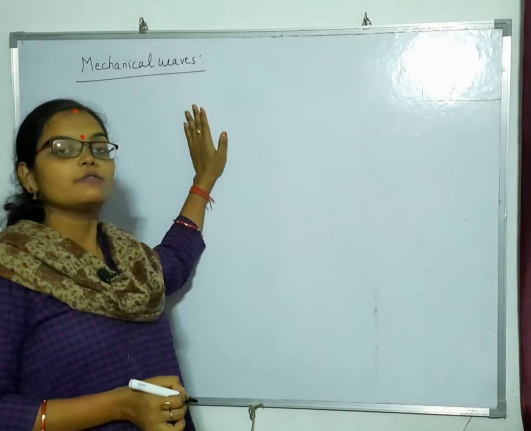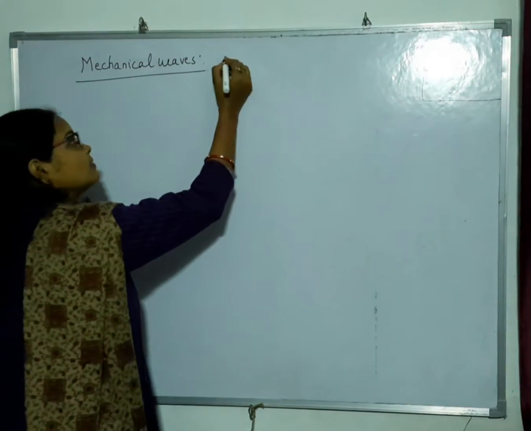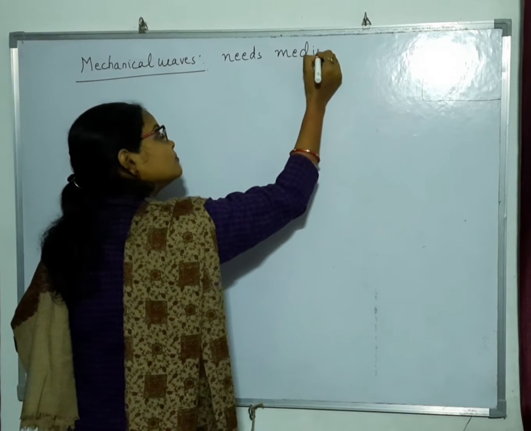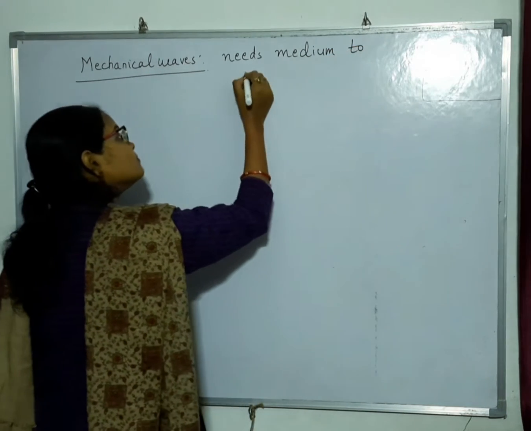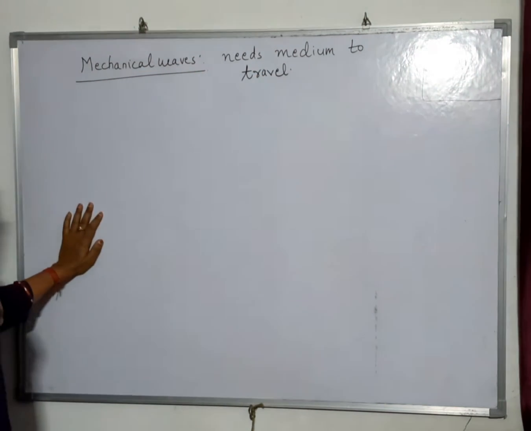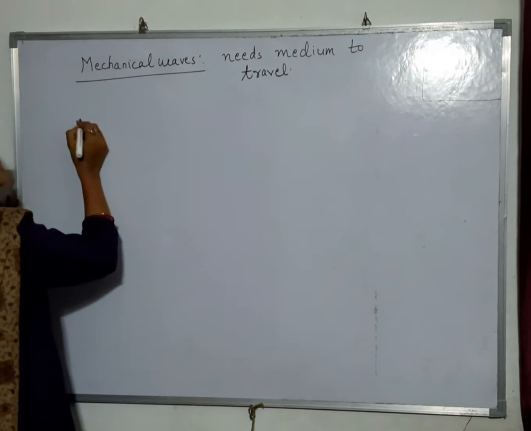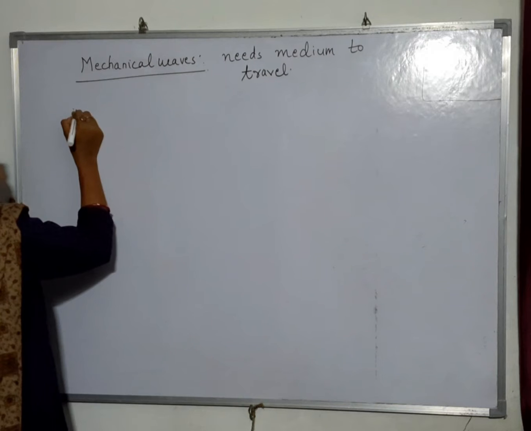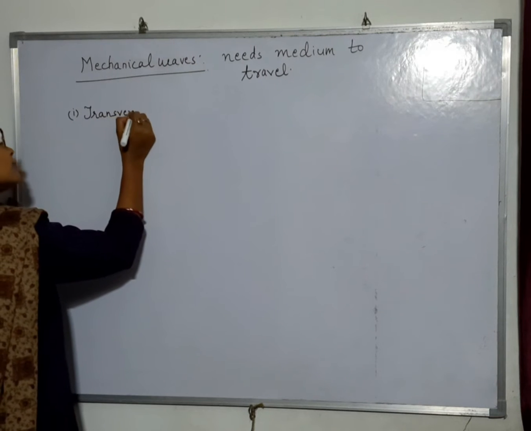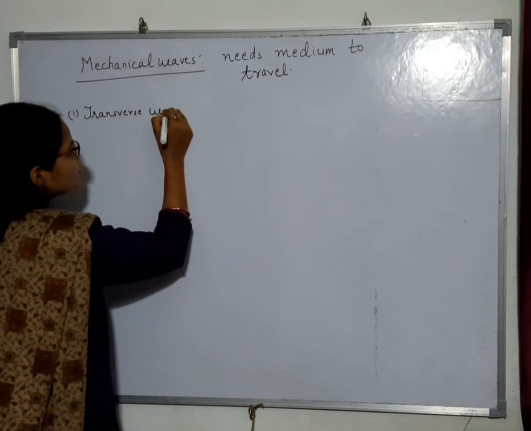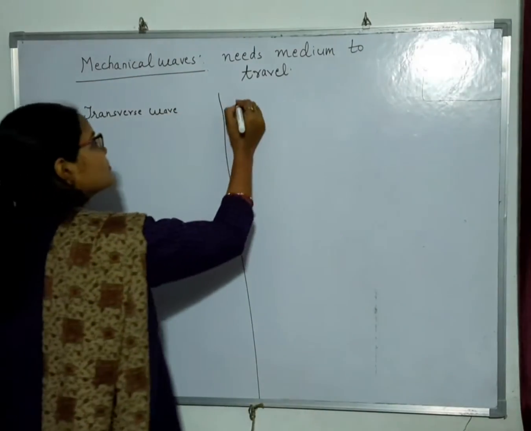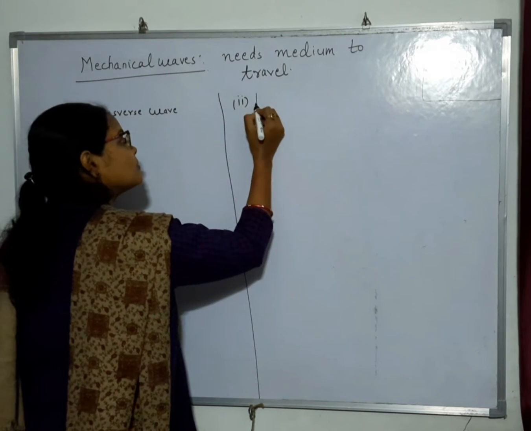Mechanical waves are those waves which need a medium to travel. And these mechanical waves are of two types. The first is transverse wave, second is longitudinal wave.